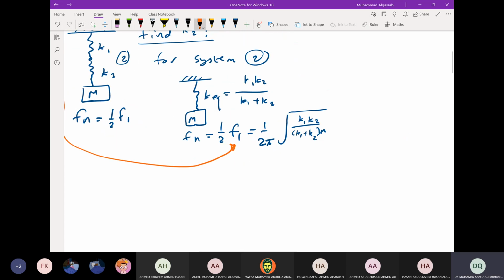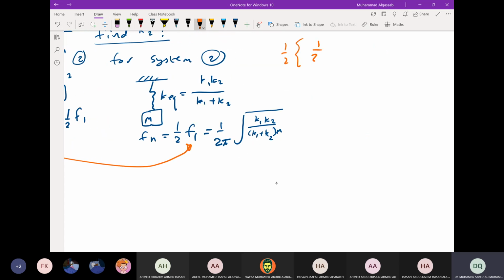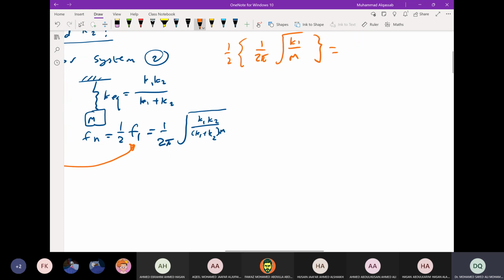Okay, so this will be 1 over 2, and F1 from the first system is 1 over 2 pi square root of K1 over M. And this is in fact equal to the natural frequency of the second system, which is 1 over 2 pi square root of K1 K2 divided by (K1 plus K2) M.